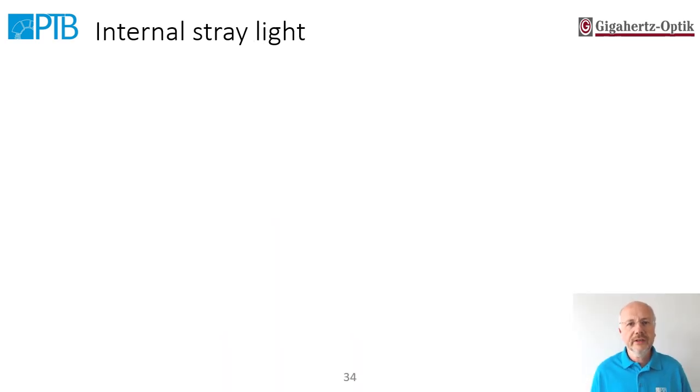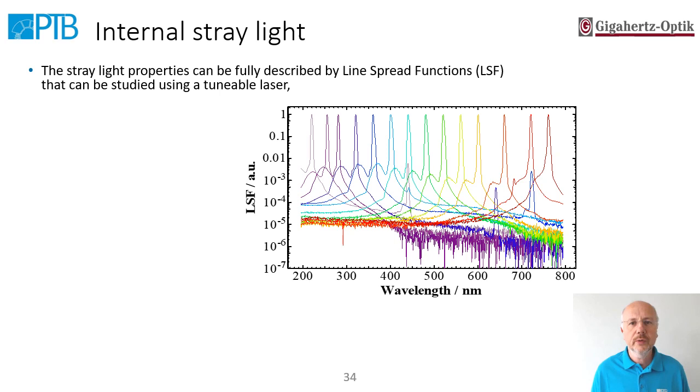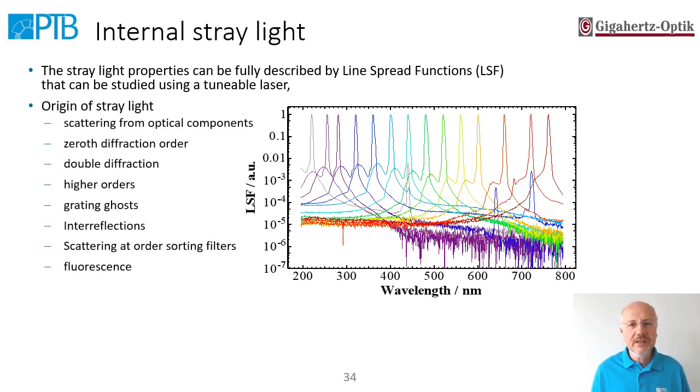If you want to characterize the internal stray light of your instrument, you can use a tunable laser and measure the line spread function and stray light distribution at several different wavelengths. The reasons for internal stray light can be scattering from optical components, the zeroth diffraction order, which produces a lot of stray light, double diffraction, higher orders, grating ghosts, interreflections, scattering at order sorting filters usually directly on the detector, and even the fluorescence of your entrance optics.